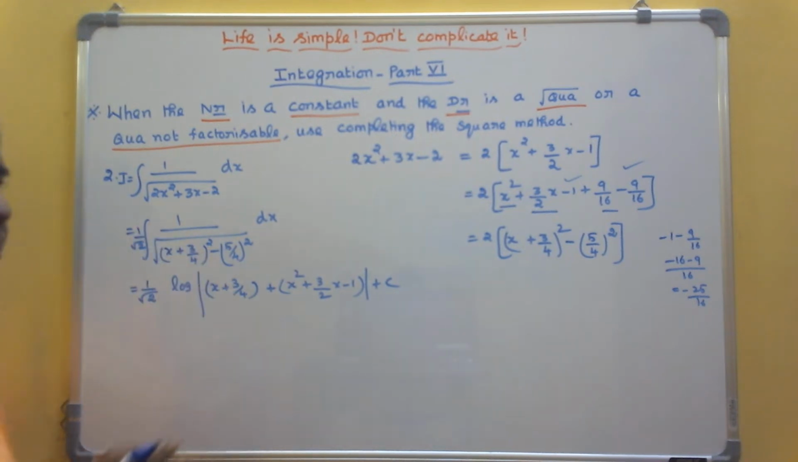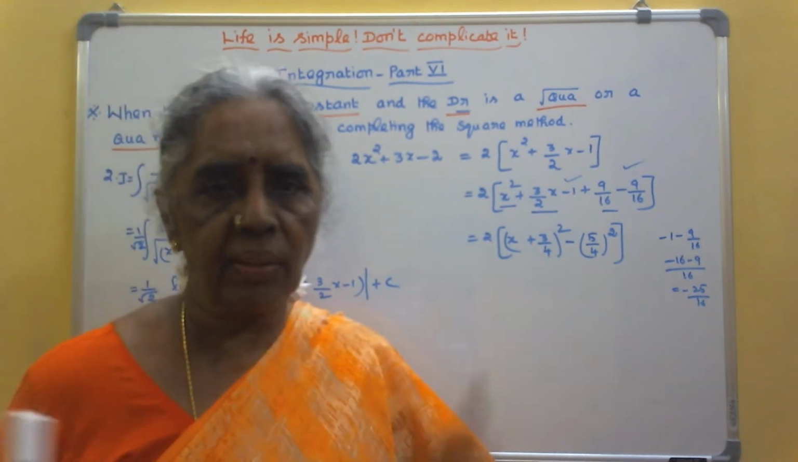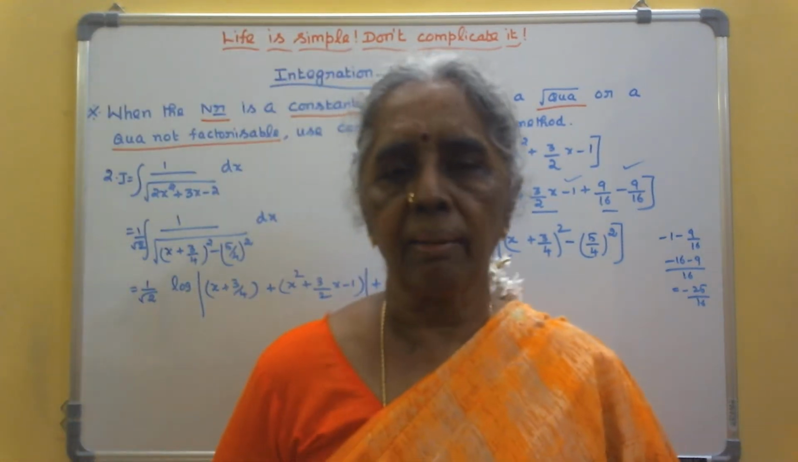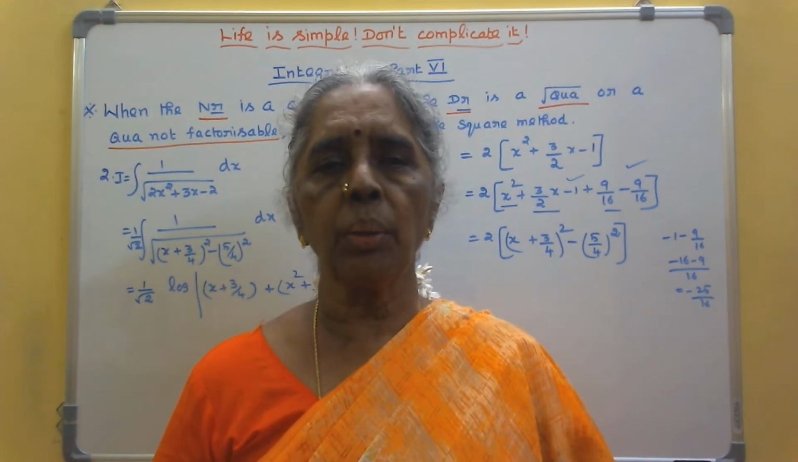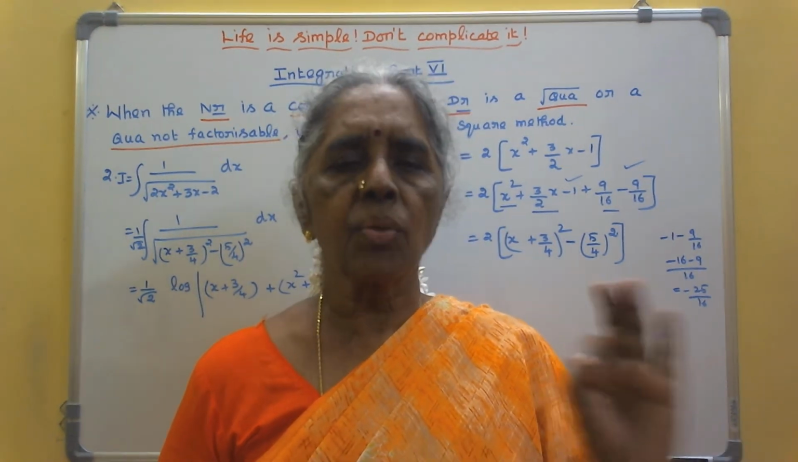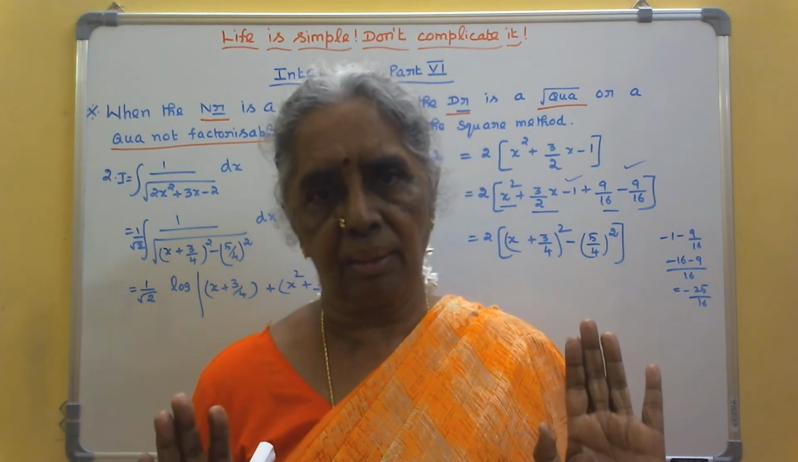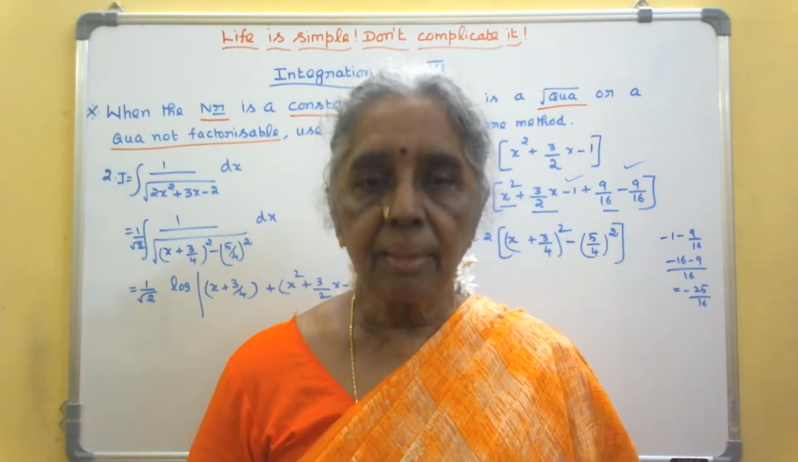So, actually this type is very easy because your numerator is just having a constant. The denominator is going to be either a quadratic or a root quadratic. You are going to use the completing the square method. Straight away use the formula. That's all. Okay, is it clear? Shall we move further?